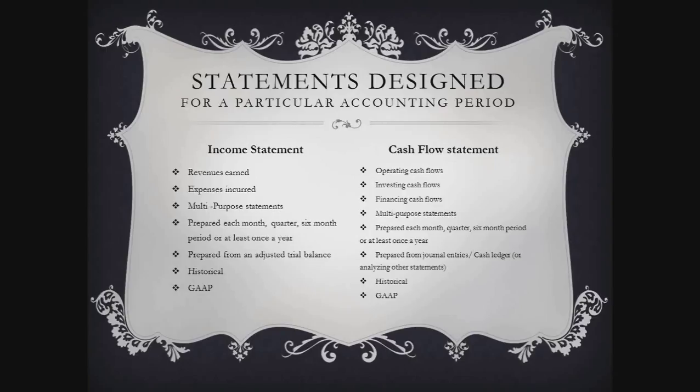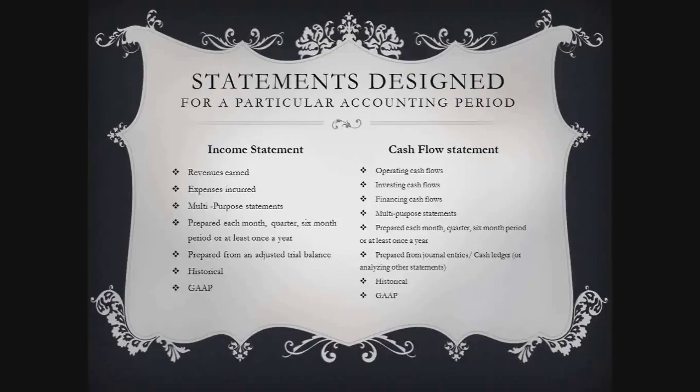For this particular statement, we cannot just look at the adjusted trial balance because all we see is an ending cash balance. So we'll have to look at other sources of information, such as the journal entries or a cash ledger. And sometimes we can also do it by looking at an income statement and the change in balances from last year's balance sheet to this year.